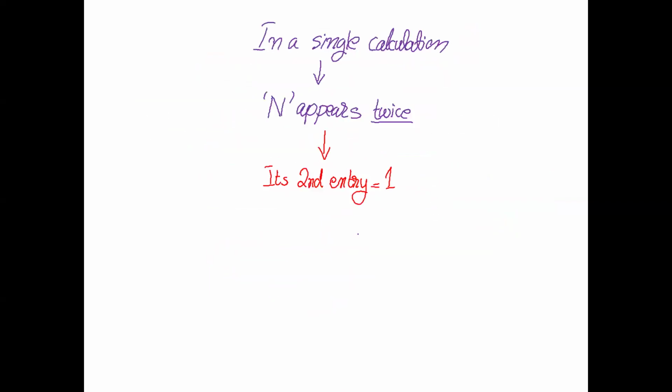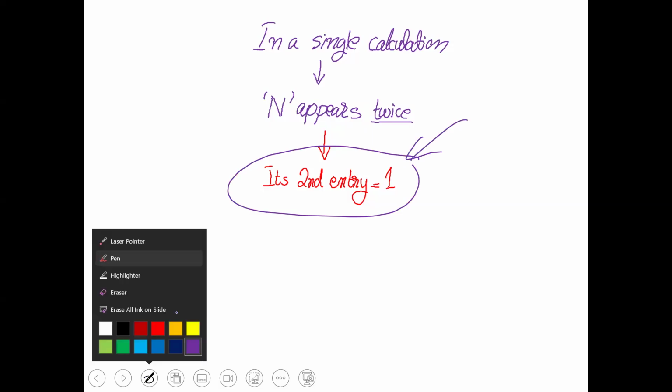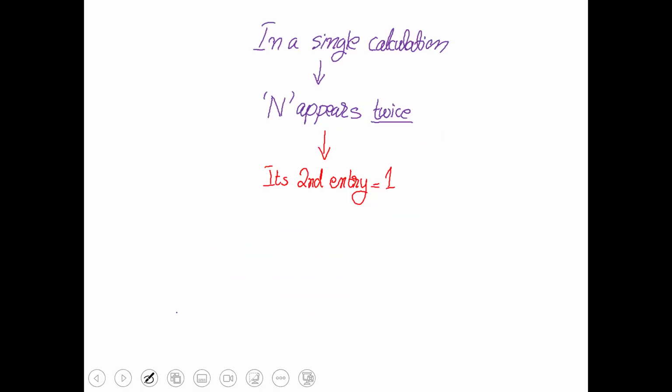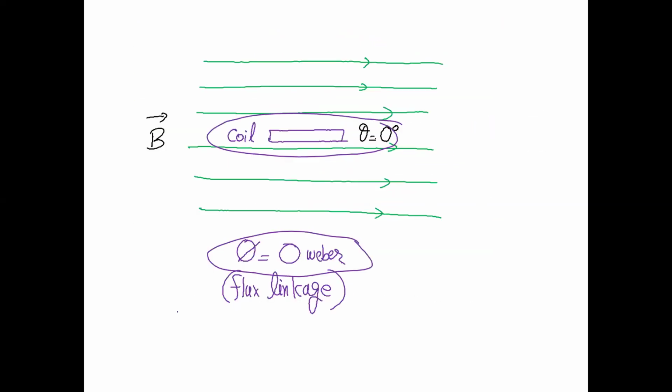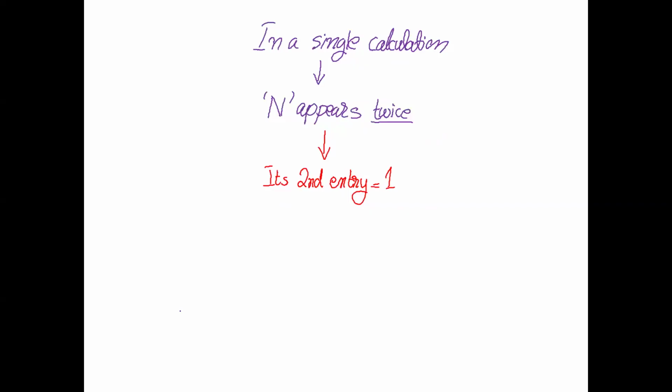Now we have to remember that in a single calculation, if n appears twice, for the second entry you have to put the value of n as 1. I think we should start from here. Let's start from this point. Okay. In a single calculation, if n appears twice, this will be more explained when we do a question. In any question, if you are calculating magnetic flux, suppose you calculate n and you get the value of n.